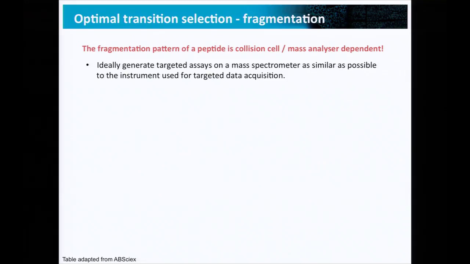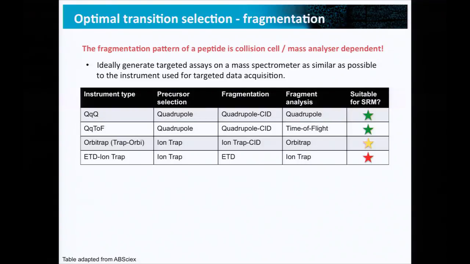And this brings me now to the point of the fragmentation pattern. Ideally, we would like to generate the targeted assays on the same machines, in the same conditions, and in the same sample backgrounds as we would be using for the acquisition of the targeted data. This is because when we move between fragmentation types, or between machines, we can get different types of fragments. Their relative abundance can change, and then the similarity between where we got the spectrum from and where we got the targeted data from, in this case SRM data, might not be very similar.